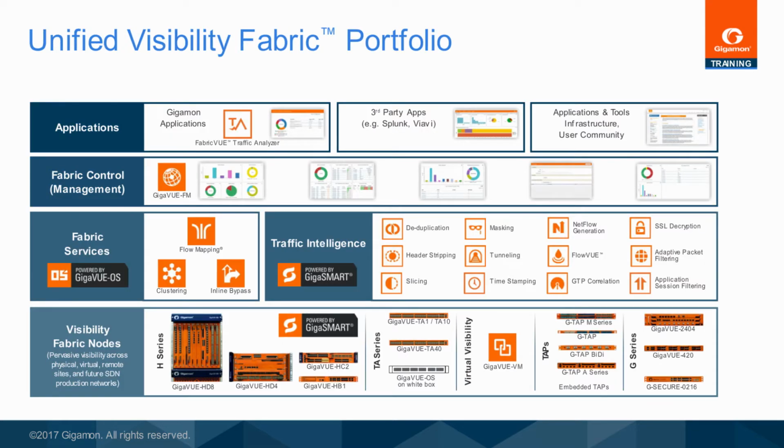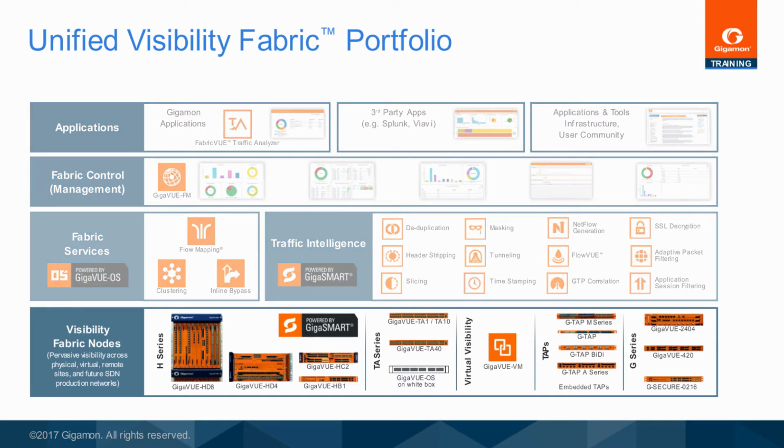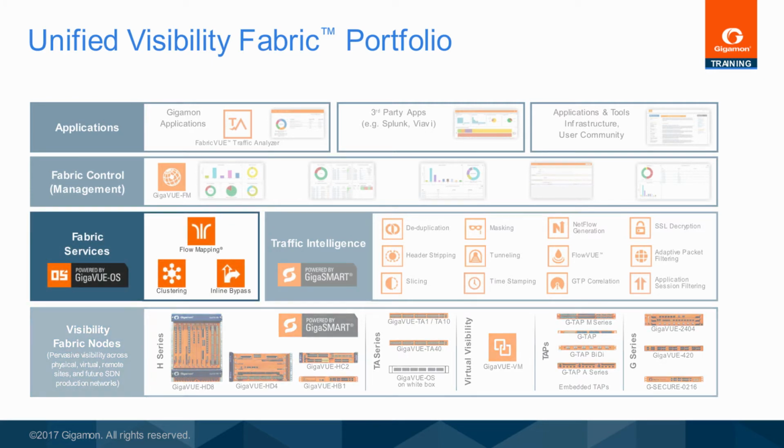The Gigamon Unified Visibility Fabric portfolio continues to broaden. Visibility fabric nodes provide pervasive visibility across physical, virtual, remote sites, and future SDN network function virtualization within production networks. Development is always busy with new modules and technologies to address present and future needs as your network grows and evolves. The GigaVUE OS supplies key fabric services such as flow mapping, clustering, and inline bypass.